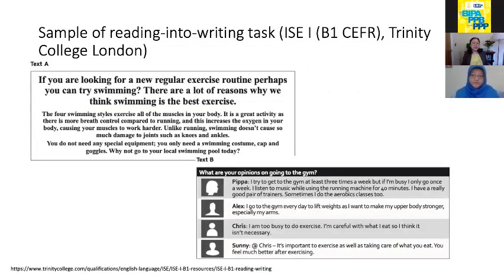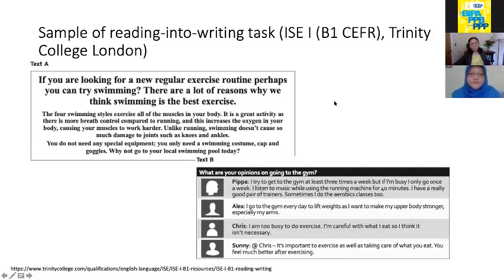This second example is for learners at a lower level, at B2 of the Common European Framework of Reference, the CEFR, if you are familiar. It's an integrated reading into writing task taken from the ISE test, Integrated Skills in English by Trinity College London, an exam board based in London. This task has 4 source texts, unlike the previous one, which has 2 source texts.